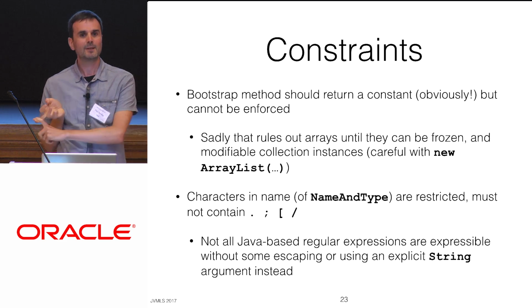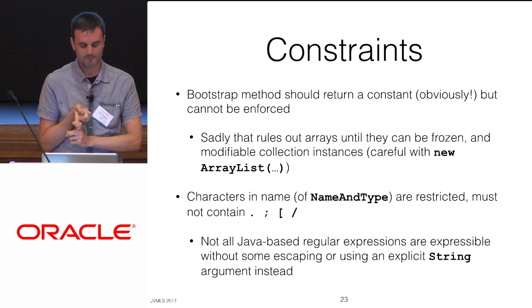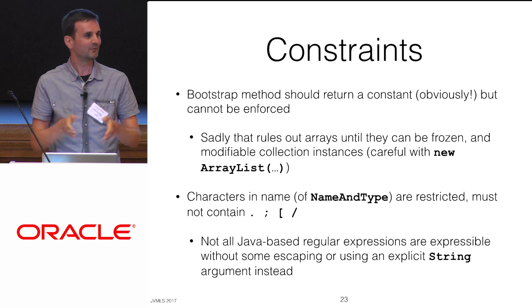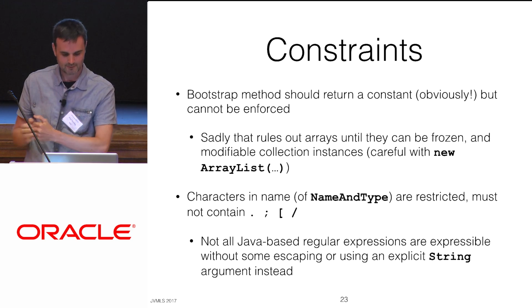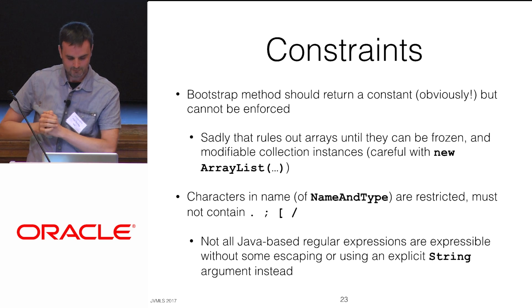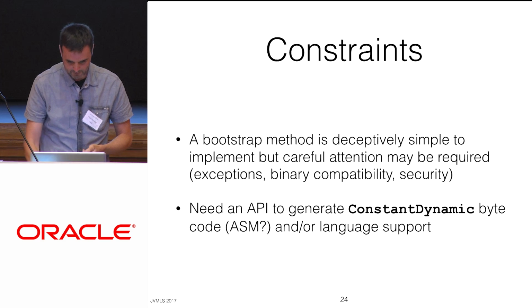There's also limits in the name. Remember we said there's a name and type. There's a certain limitation in the field descriptor in terms of characters. You can't have certain characters. So you can't use that for all forms of regex expression if you want to pass a regex expression to Pattern.compile constant or stuff like that. So you might have to use an extra additional parameter, so you have to be careful there. So there are a couple of constraints.